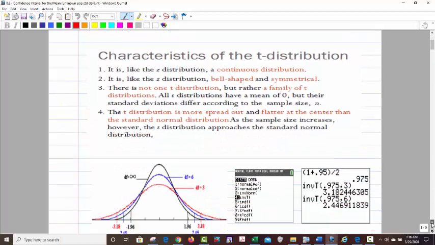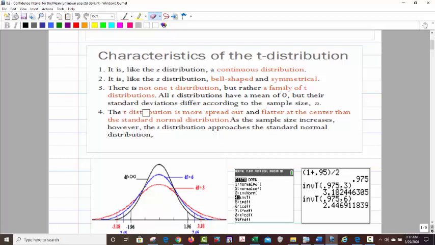Let's look at some of the characteristics. The t-distribution is a continuous bell-shaped distribution, symmetrical. But the key here is there's not one t-distribution, but a family of t-distributions. And the actual shape of the graph is going to depend on what the sample size is.